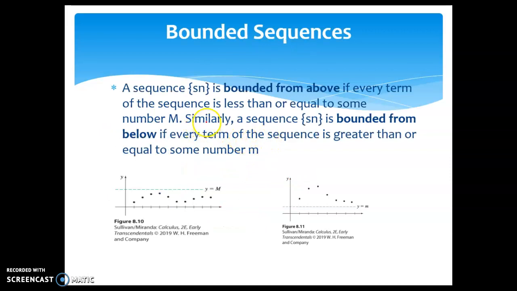So we want to talk about a sequence S of n which is bounded above if every term of that sequence is less than or equal to some number M. Similarly, a sequence S of n would be bounded below if every term of the sequence is greater than or equal to a number, small letter m. So this is a sequence that is bounded above. This is a sequence that is bounded below.